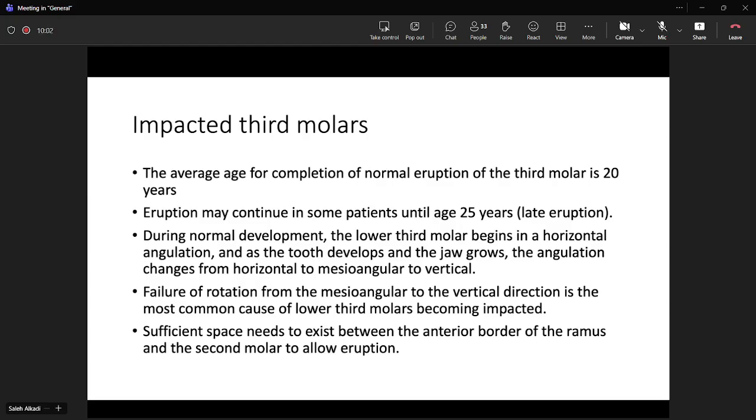If there is no sufficient space, then failure of eruption or impaction will happen. And the problem here is with people that have a small jaw; they don't have enough space for the lower third molar to erupt.